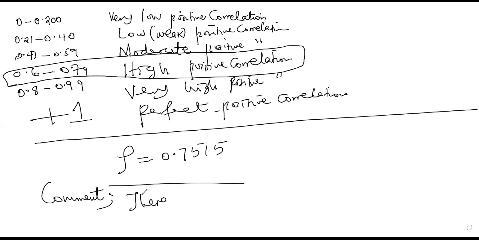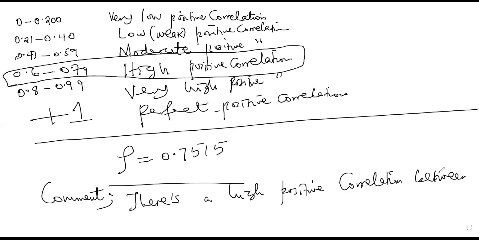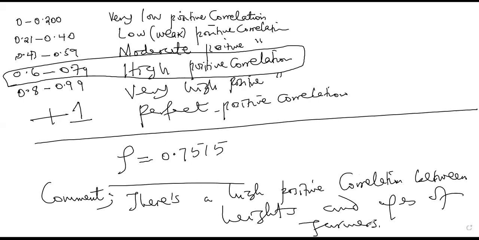So comment from the question from the statements and the correlation coefficient we've got, one would say there is a high positive correlation between heights and ages of farmers. As simple as that. So that is part A. I don't need us to argue too much there. Maybe in case there is a question, but I would really love to rush to part B, the scatter diagram.